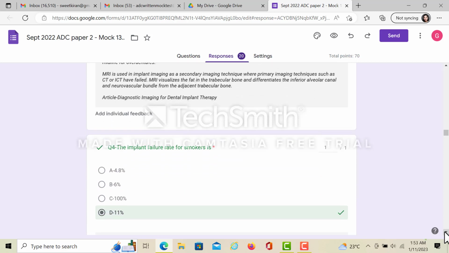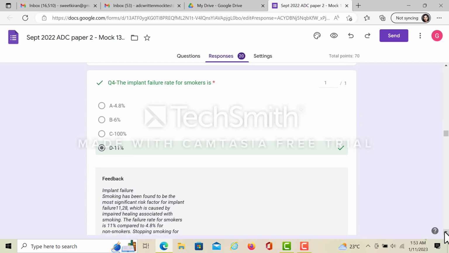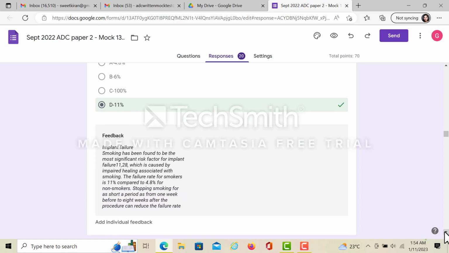The implant failure rate for smokers is, now this you have to mug up, 11%. Even I wouldn't know. Somebody has done the stats and they have come down with this figure. So it's 11%.